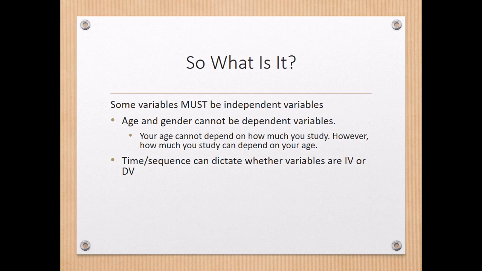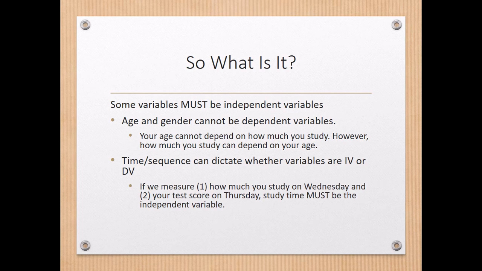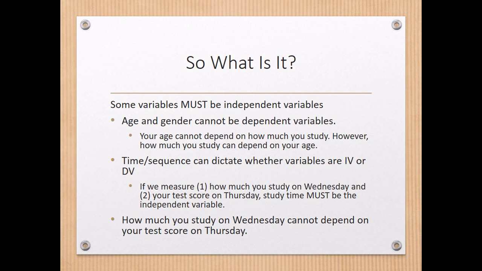Another restriction is that time and sequence can dictate whether variables are independent variables or dependent variables. So for example, if we measure number 1, how much you study on Wednesday, and then number 2, your test score on Thursday, this time you studied on Wednesday has to be the independent variable because it is going to be what caused the later score on Thursday. How much you study on Wednesday can't depend on your test score on Thursday, in other words. So there are some variables that cannot be dependent variables because they are set, and some variables, because of a time sequence, cannot be dependent variables.